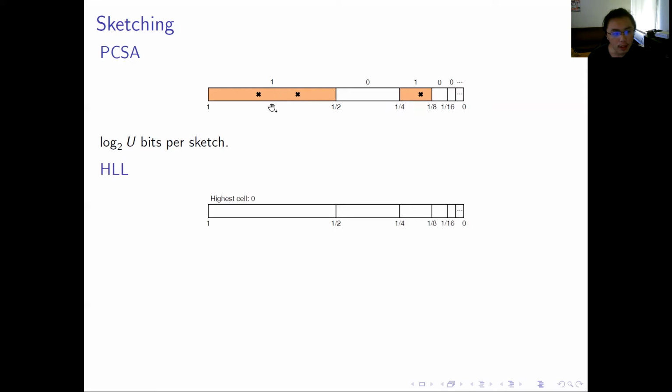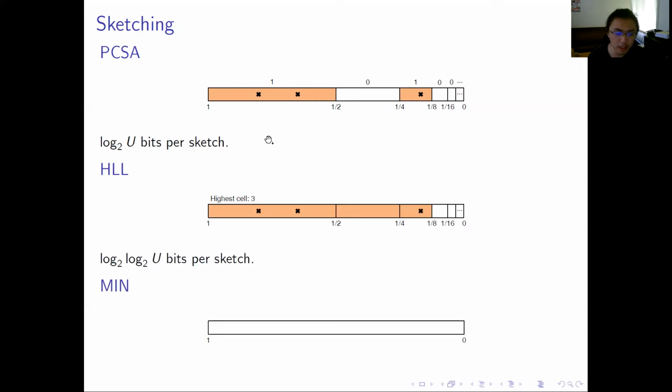And the HyperLogLog sketch has basically the same setup, but instead of storing bits for each cell, it just stores the position of the highest cell that contains any point. So maybe a more natural idea is just the min sketch, where it just stores the minimum hash value.